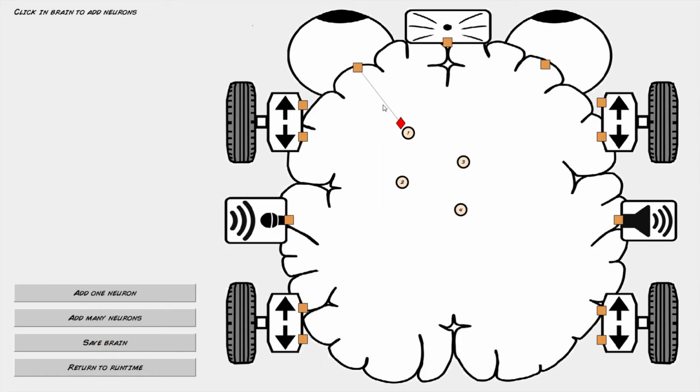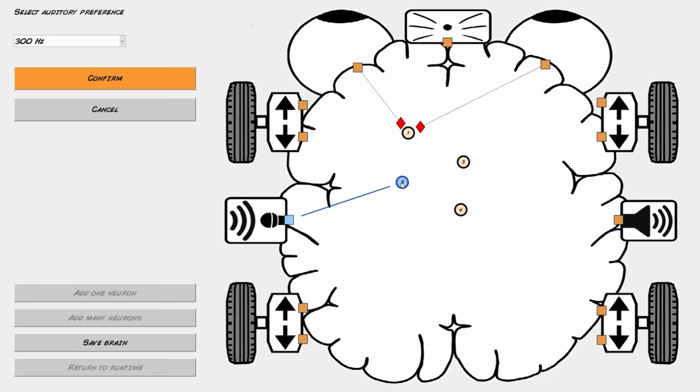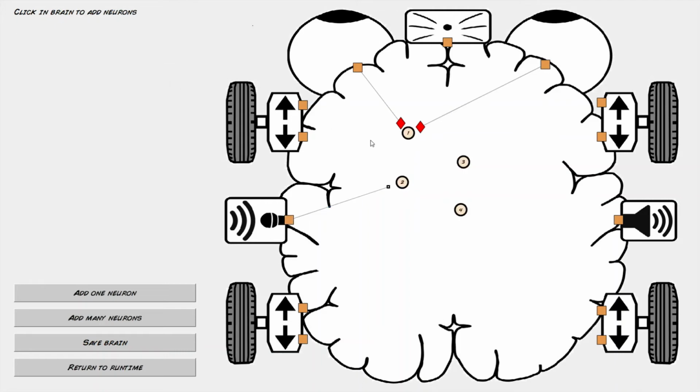And now you can see there's a synapse going from the eye to this neuron that ends in this red diamond, indicating that whenever there's red in the visual field, this neuron is going to respond. And so I'm going to do the same thing on the other side and have that one respond to red as well. And then I'm going to have one neuron respond to input from the microphone, and let's make it a 700 hertz signal that it wants to see.